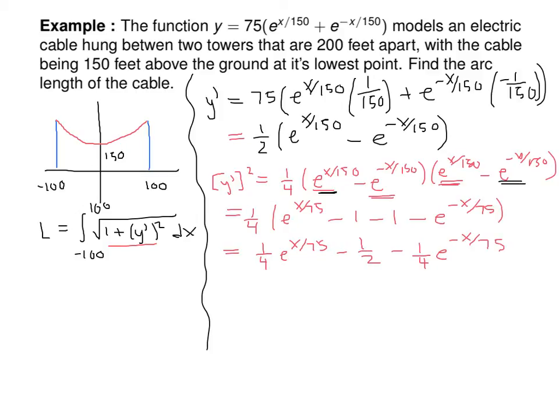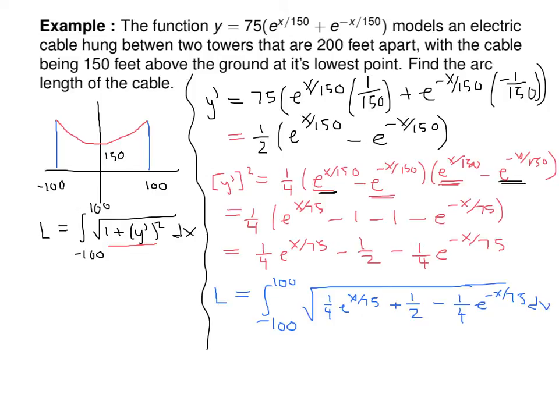Alright, now let's find our length. So our length is the integral from negative 100 to 100 of the square root of 1 plus y prime squared. So if I take the expression above in red and I add 1, that 1 combines with that negative 1/2 and adds to positive 1/2, and we have 1/4 e to the x over 75 plus 1/2 plus 1/4 e to the negative x over 75 dx.